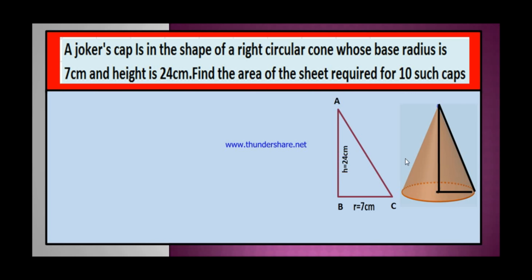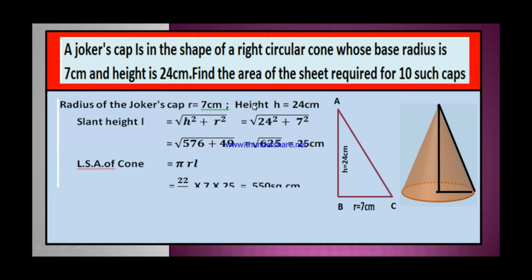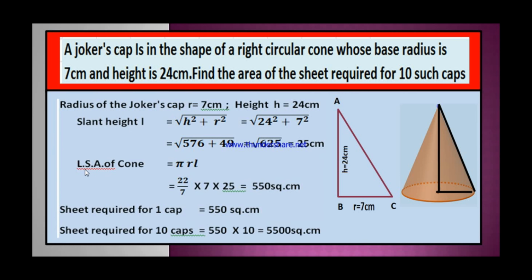Now if we draw this triangle here, AB is the actual height, which is equal to 24 centimeters from the question, and BC is the base radius of the cone, which is equal to 7 centimeters. Now let us write what is given. The radius of the joker's cap is 7 centimeters and height H is 24 centimeters. Let us find the slant height L first. Why? Because the lateral surface area of the cone is pi R L, so we need the value of L.